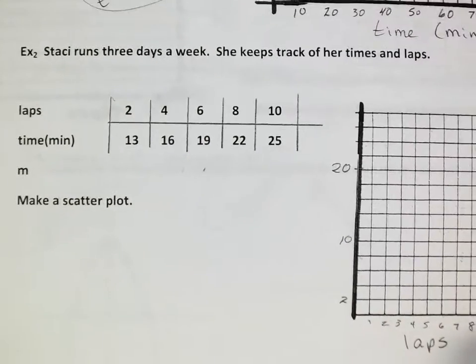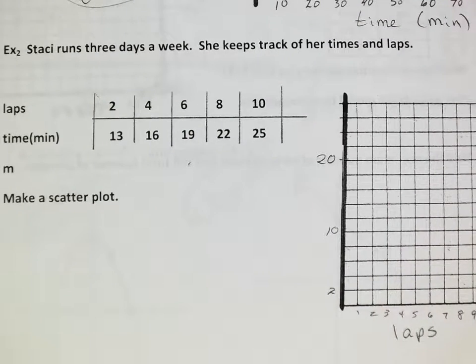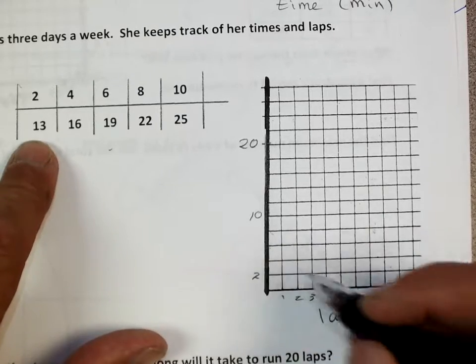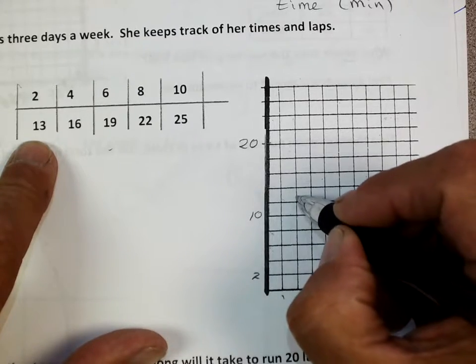Okay, so let's check out number 2. Stacy runs 3 days a week. She keeps track of her times and laps. Okay, so we've got laps. How many laps and the time? So she runs 2 laps in 13. So I'll probably put a dot right about there.